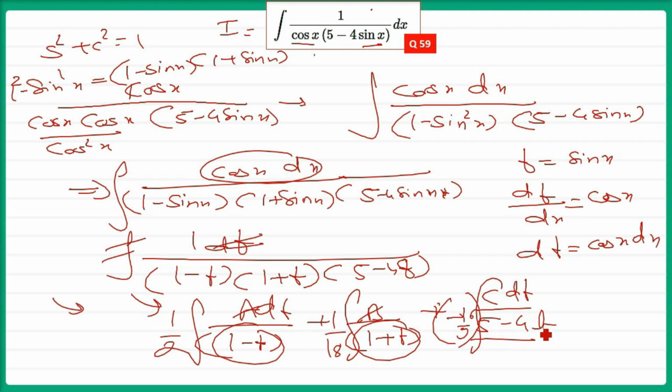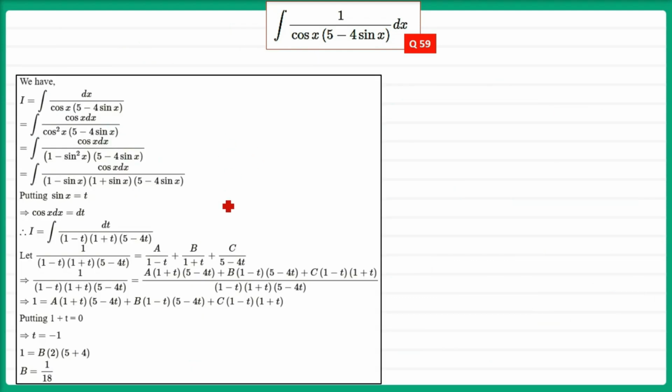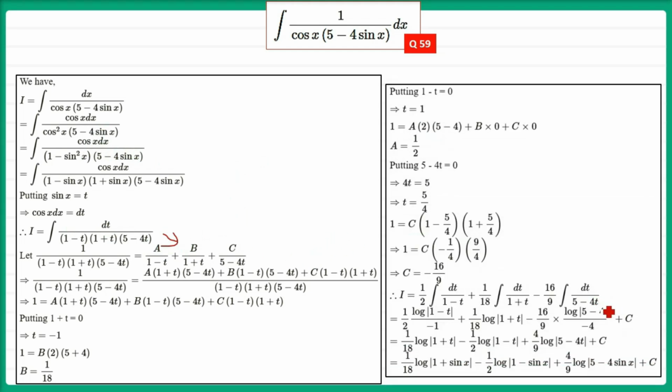When you take the integration, you have to differentiate 5 minus 4t, so negative 4 will come, and that will come in the denominator. So when this negative 1 by 4 comes, for the 16 it will be 4 by 9, negative 4 by 9 will come along with this. The basic thing I have already explained. And when you take log of 1 minus t, you have to differentiate 1 minus t, negative 1 will come, and that has to go in the denominator.